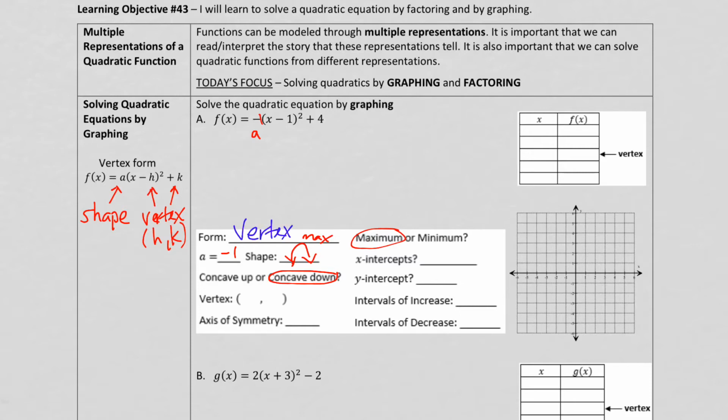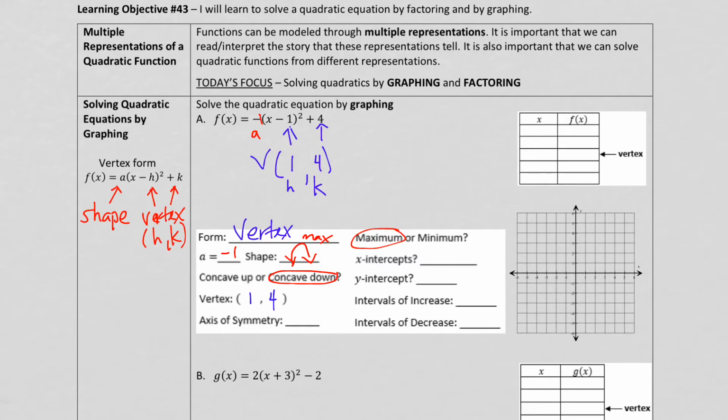Again, this is in vertex form, so we'll put that here in the blank. And then as we move along, we can identify the h and the k values from the equation. So h, recall that h is the opposite of what you see. So if you see a -1, your h is going to be a +1. And your k is going to be here a +4. So our vertex for this quadratic is the point (1, 4). That's your turning point, your vertex, (1, 4).